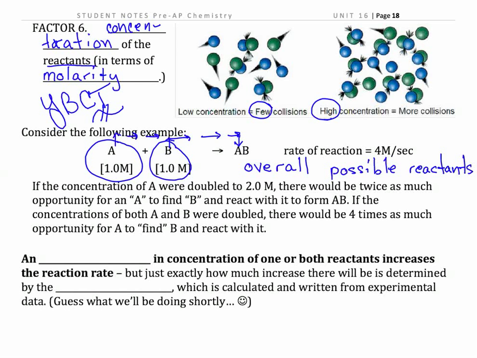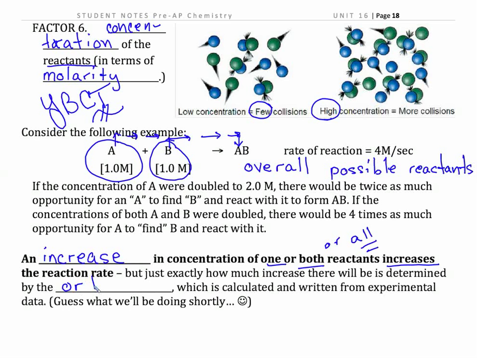All right? Now, what we do in here is, and we're going to get more into the exact amounts of this, but if A doubles and the rate doubles, okay, if B doubles and the rate doubles, that would mean it's a one-to-one relationship. If B doubles and the rate quadruples, we have a squared relationship, and that's what we want to delve into in a later unit. In general, an increase in the concentration of one or both or all, if there's more, reactants generally increases the rate. Okay? Now, just how much, we're not sure.